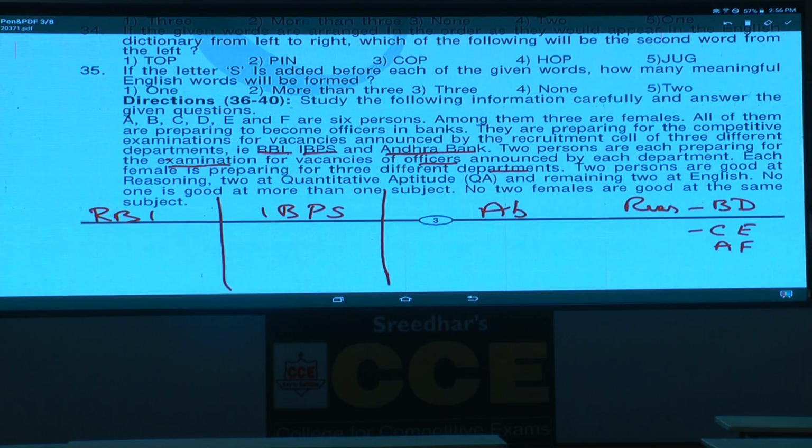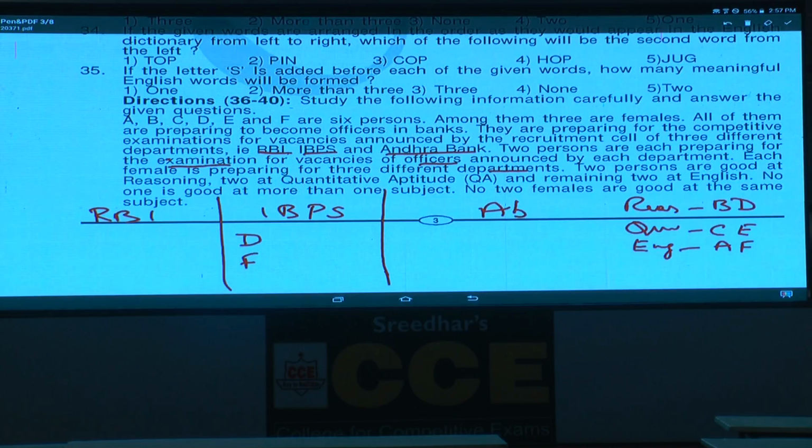E is good in the same subject as C, but not English. As E is not English, E must be quant, and A and F are English. And D and F are preparing for the same department, that is IBPS. Who are those persons? D and F.